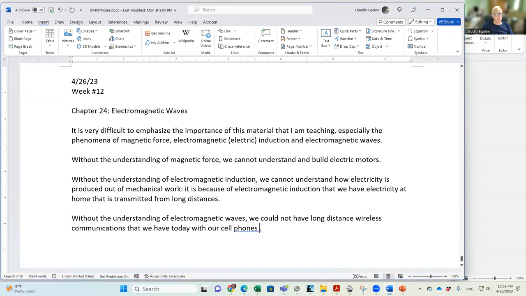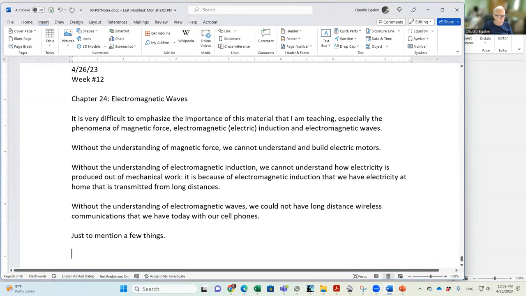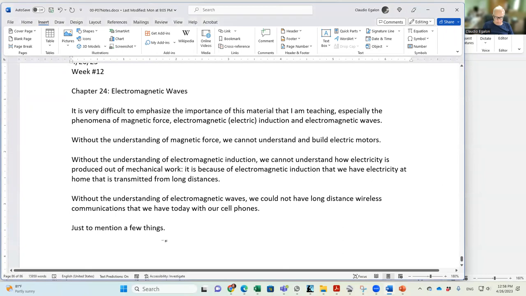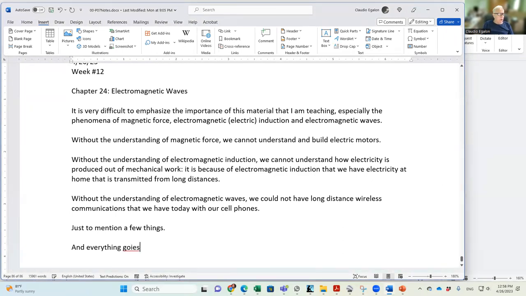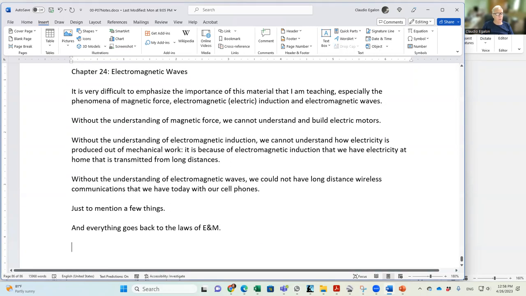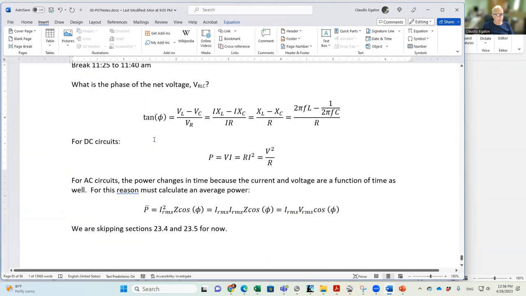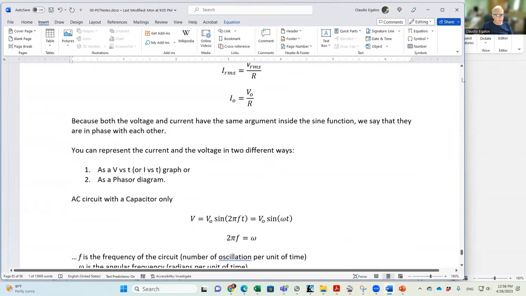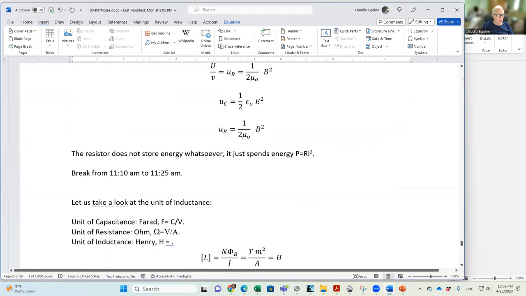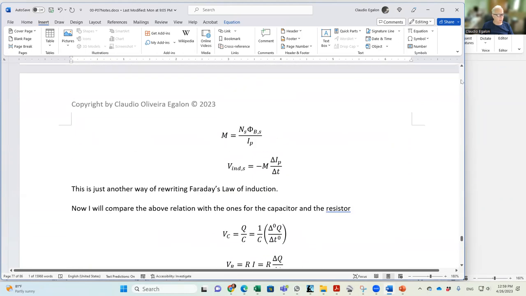And all the circuitry in your cell phones is also dependent on all the theory that we are teaching, just to mention a few things. Everything goes back to the laws of physics, to the laws of electricity and magnetism, of E&M, and we are going to spell them out all over again. What are those laws? Let's go back here. I'm going to copy and paste those laws that I typed before.